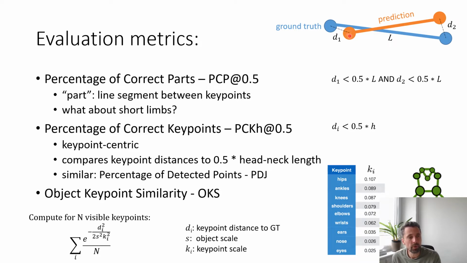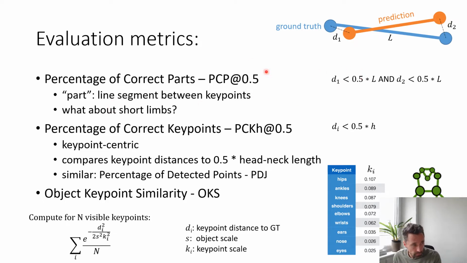Most of the time, those predictions belong to a certain class, so it will be clear what to compare with the ground truth. And we usually measure the distance, the Euclidean distance, d1 for key point 1, d2 for key point 2. And for the first metric, we look at those limbs, so those body parts or segments of the skeleton that consist of 2 of these key points.